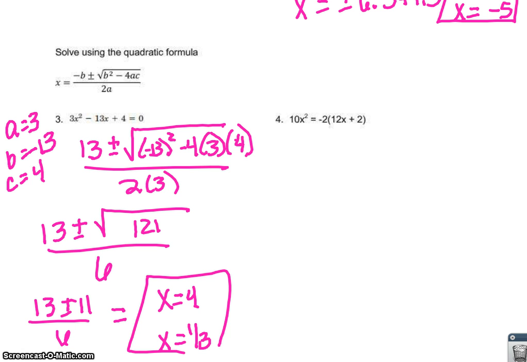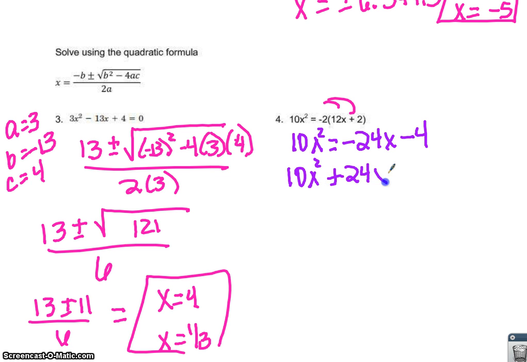Moving to number 4, you're going to have to distribute the 2 first. So when you distribute the 2, you have 10x squared is equal to negative 24x minus 4. You need everything on the same side, so bring everything over to the left and it becomes 10x squared plus 24x plus 4 equals 0. So a is 10, b is 24, and c is 4.